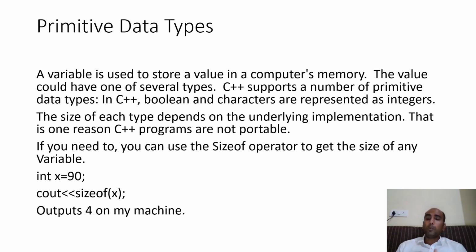If you want to run your program in another computer, you have to again write the code over there and then you have to compile it. If you need, you can use the sizeof operator to get the size of any variable. So sizeof operator is very similar to C language. Here in the given example, I have declared a variable int x equals 90 and sizeof x. In my computer it is showing 4 because my laptop is of 64 bits. If your laptop is 32 bits, it will show you 2.